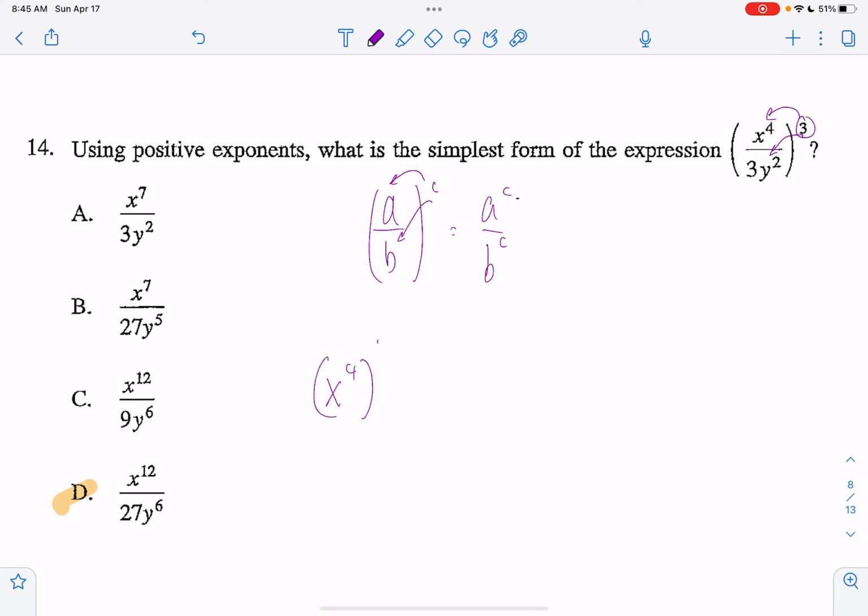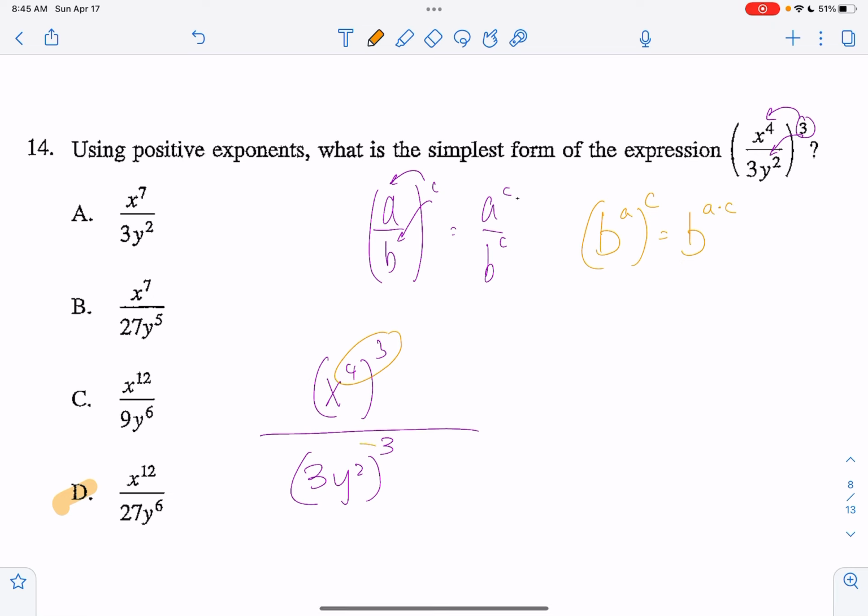It will be x to the 4th raised to the 3rd power divided by 3y squared raised to the 3rd power. And now you have power to a power here, which is this law of exponent: b to the a to the c is b to the a times c. And here you also have to distribute this exponent across the product. So if you have a times b raised to the c power, this is a to the c times b to the c. So the numerator will be x raised to the 4 times 3, or x to the 12. The denominator will be 3 cubed times y squared cubed.